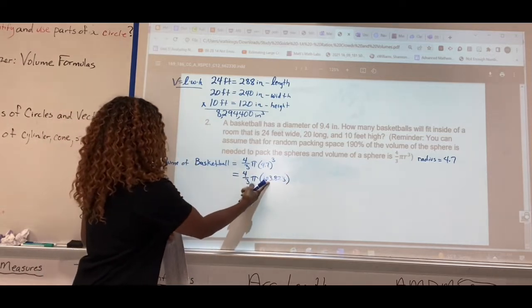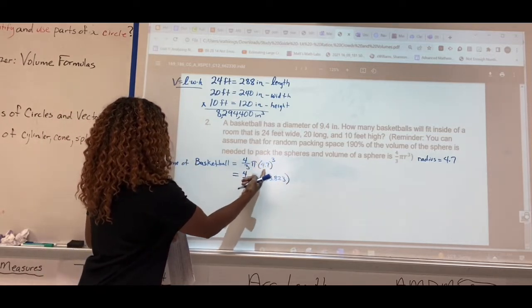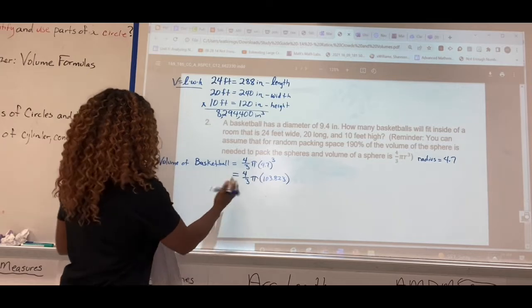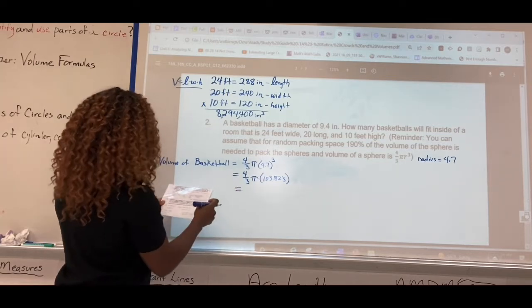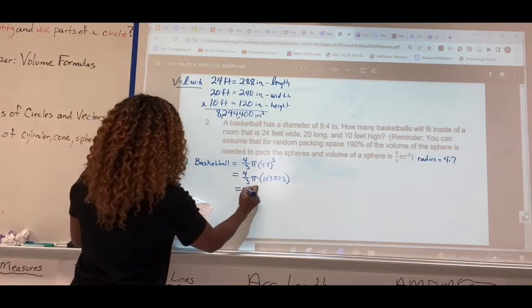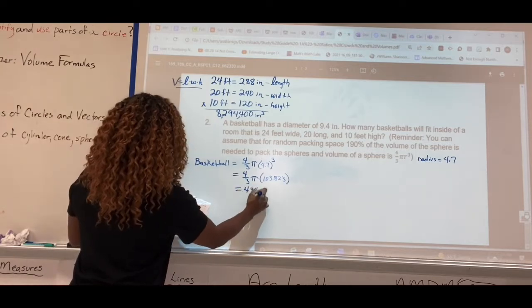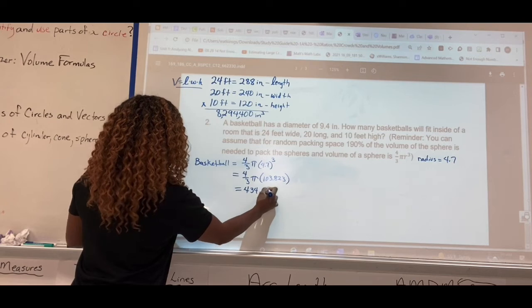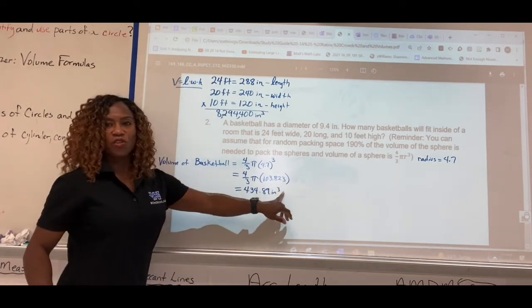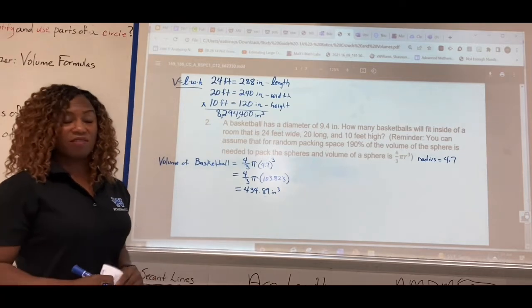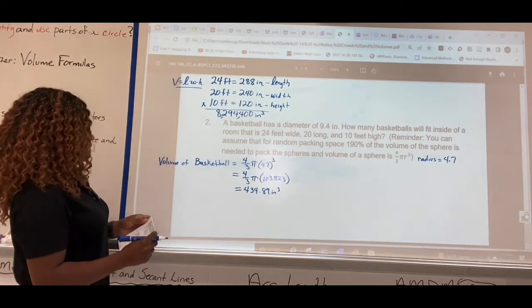So this value is just that part of the formula. Now I still need to do 4/3 times pi times that. And then the total volume for the basketball is going to be 434.89 cubic inches. So I put inches to the 3rd power. That's how you say cubic inches in your problem. So there's the volume of the basketball.